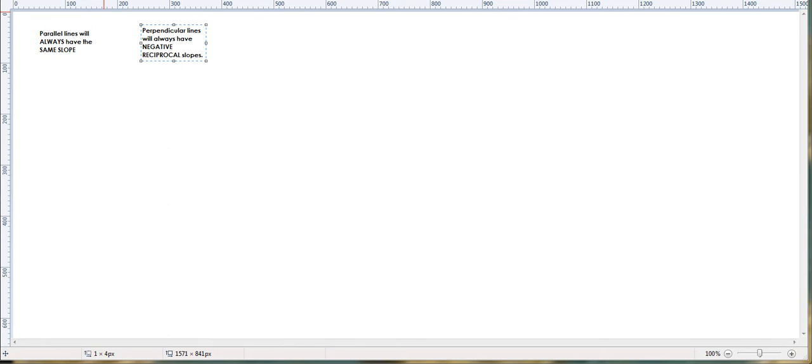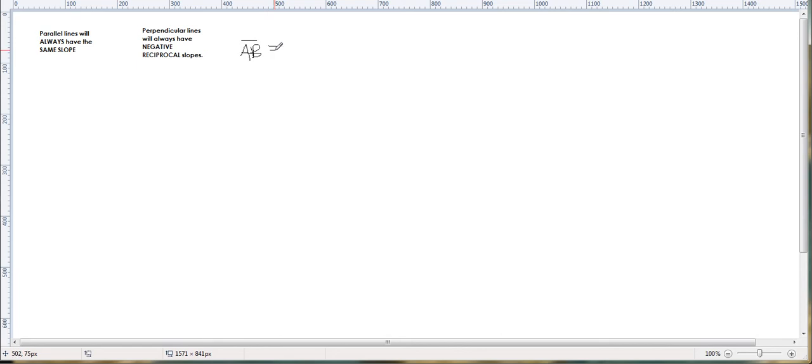Perpendicular lines, on the other hand, will always have negative reciprocal slopes. And I'm going to show you what I mean by that. First, if I have, let's say, segment AB, and let's say that that segment, its slope is 3/2. And I want to know what the slope of CD is. I know that AB and CD are perpendicular with each other.